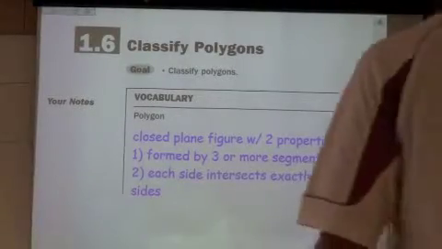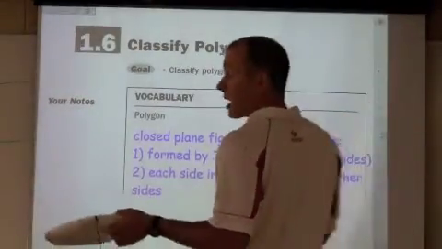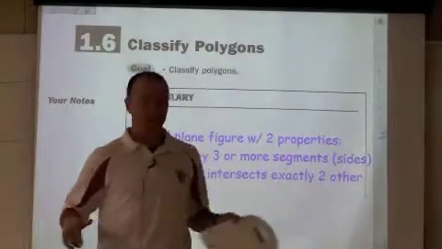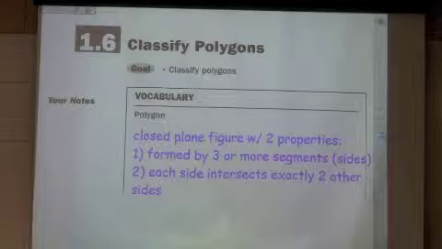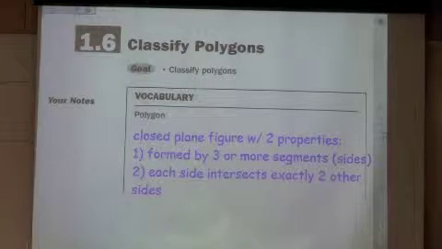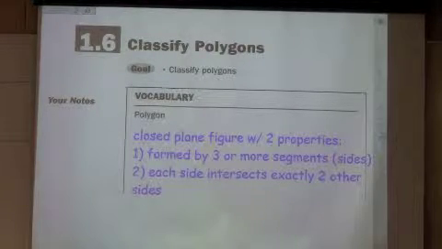So like I said, we're going to take a lot of different vocab words we've talked about, segments, angles, that kind of thing. We're going to use them to start constructing things here in geometry. So we're going to talk about polygons today. So what is a polygon? We've got a closed plane figure with two properties.